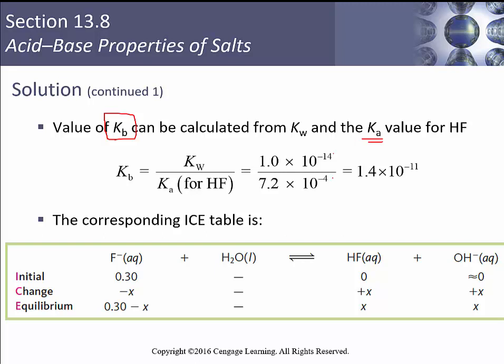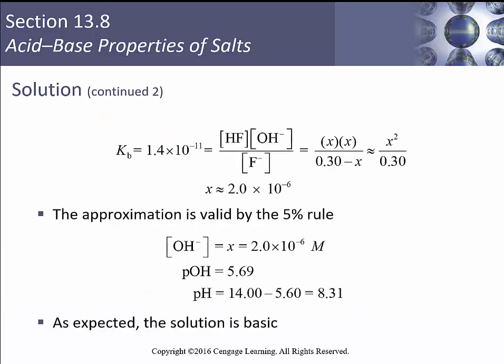In our ice table, we had an initial fluoride concentration. We're going to assume no significant concentration of either the HF, hydrofluoric acid, or the hydroxide. We're going to lose a little bit of fluoride to form a little bit of hydrofluoric acid and hydroxide. So at equilibrium, we've got 0.3 minus x, and x. So plugging those in, we get x squared over 0.3 minus x. Since Kb, this 10 to the minus 11, is well separated from the initial concentration of 0.3, we're going to assume x is small.